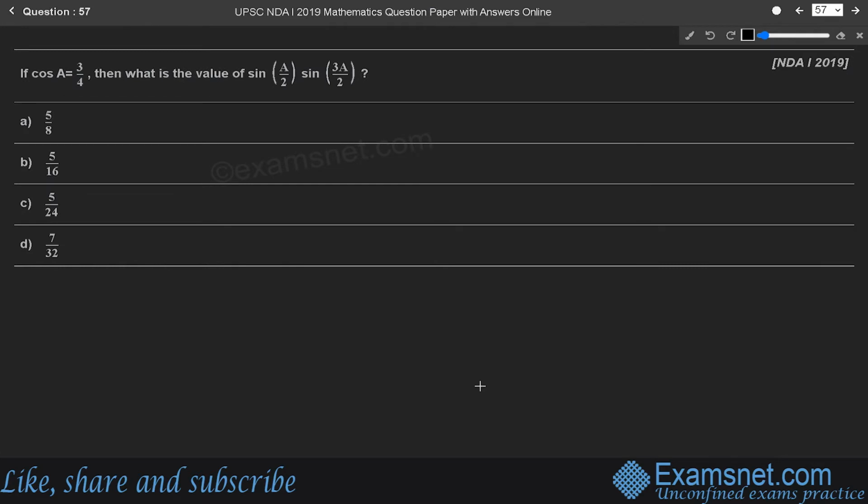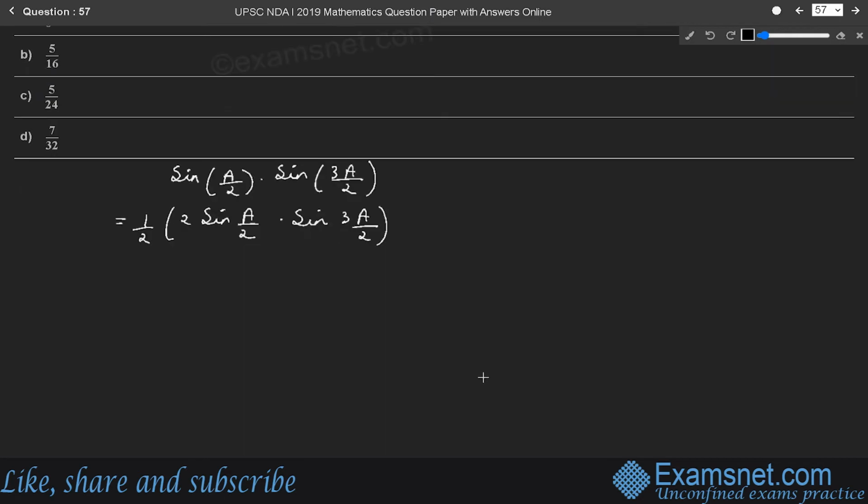Next question is, if cos A is equal to 3 by 4, then what is the value of sin A by 2 into sin 3A by 2? It is given that cos A is equal to 3 by 4 and we have to find the value for sin A by 2 into sin 3A by 2. This expression can be written as 1 by 2 into 2 sin A by 2 into sin 3A by 2.